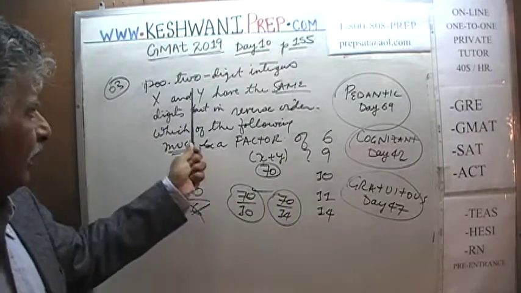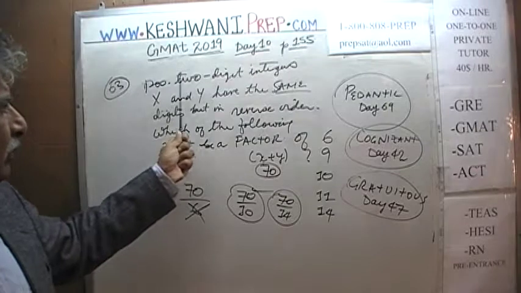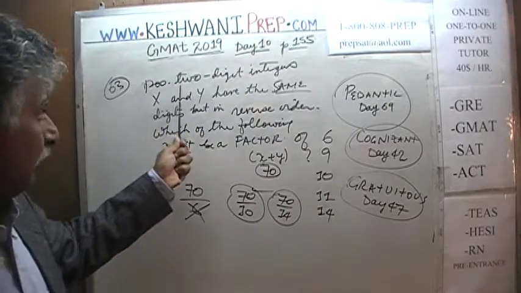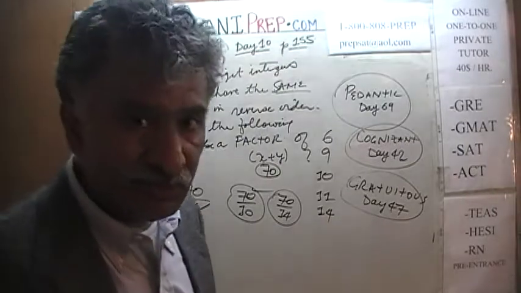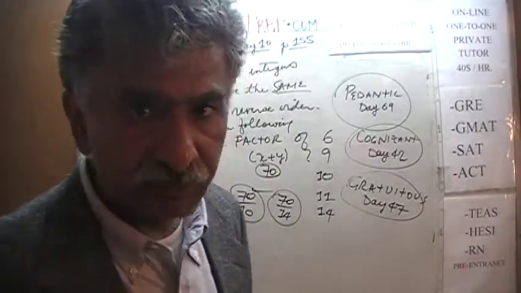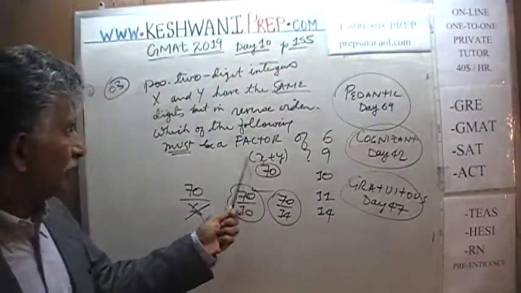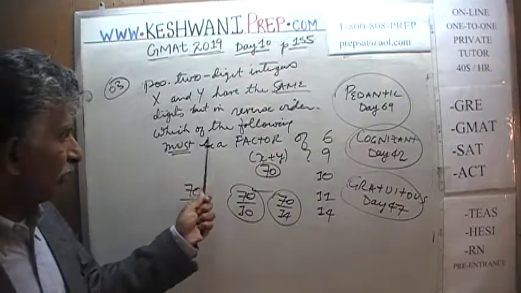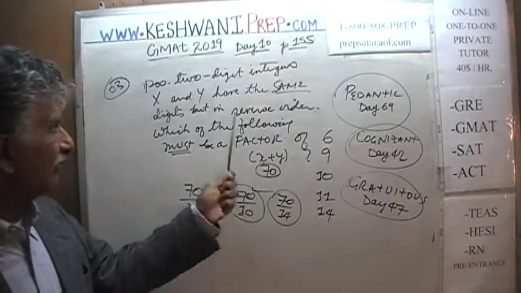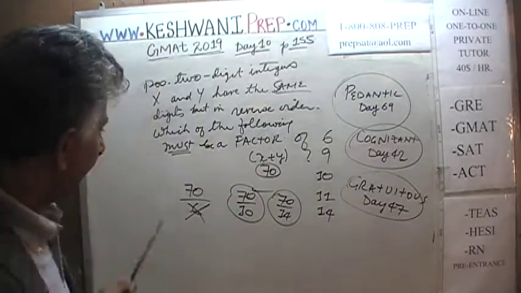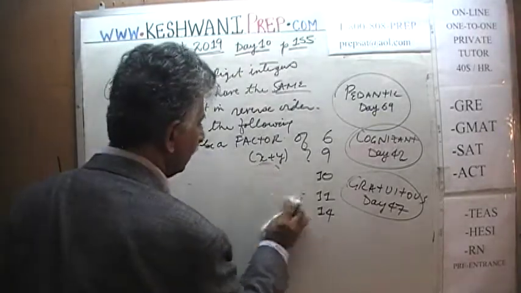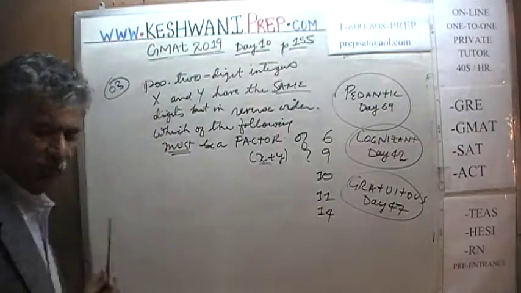The question is, if we have two two-digit positive integers where they have the same digits but the digits are reversed, then which of the following must be a factor of the sum of these two integers x and y? Enough talk, let's do it out, shall we? Just do it out with simple numbers, and that's all it is.